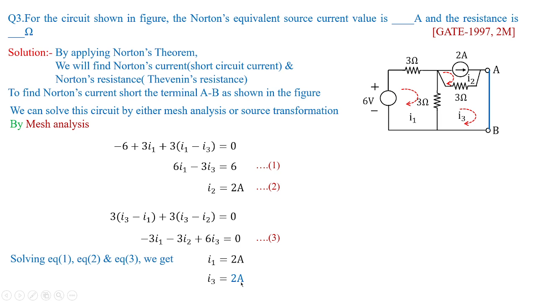This 2 amperes of current is nothing but the Norton's current. That is the requirement of the problem. So the answer for this is 2 amperes. So half of the problem is solved.